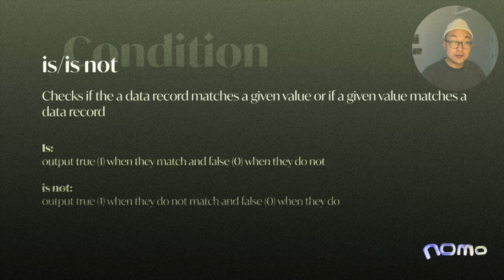First up, it's or it's not. This condition checks if a data record matches a given value, or if a given value matches a data record. For example, we can check if a current user's username matches the one you provided in the condition. It will output true if the target data record matches the value. It will output false if it does not match.